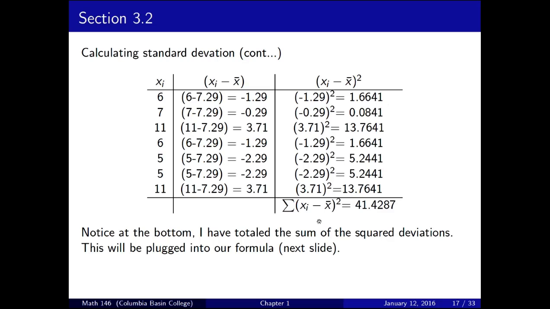In the formula, it tells us we need to sum up all of those squared deviations. Now that I've taken each observation, subtracted the mean, and squared it, I'm going to add up all these positive values in the last column. This is my sum of squared deviations, and that's what I'm going to plug into my formula.